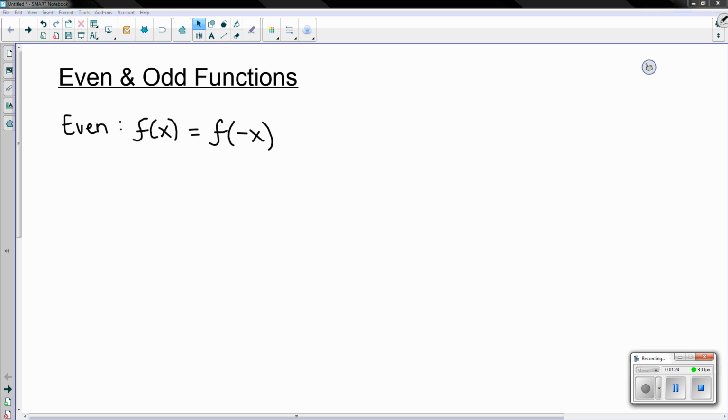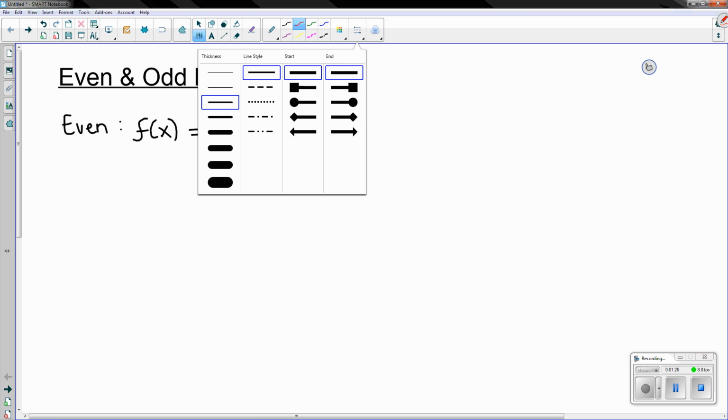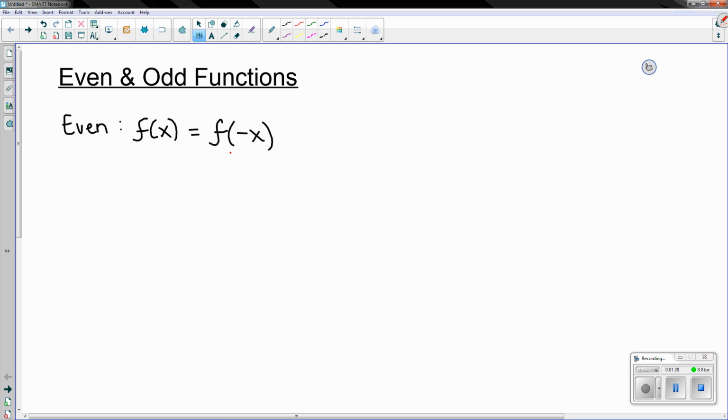Now, using our knowledge of transformations, we are aware that this negative x is a reflection over the y-axis, right? We have a horizontal reflection. So it's telling us that the original function, if we were to reflect it over the y-axis, should look identical. Therefore, an even function has line symmetry about the y-axis as a result.